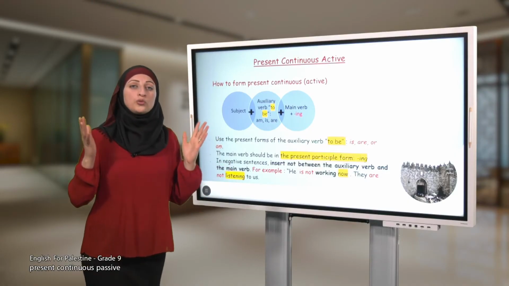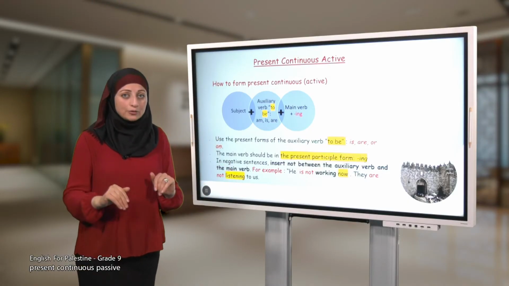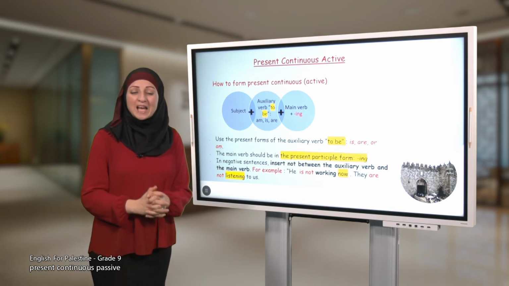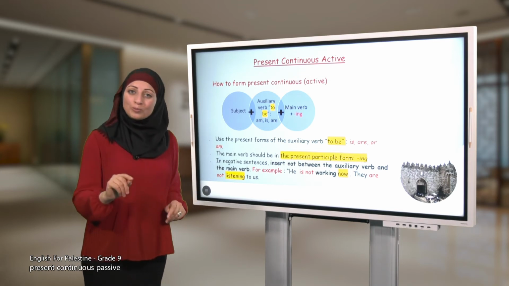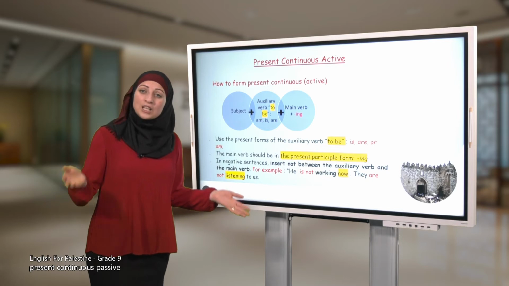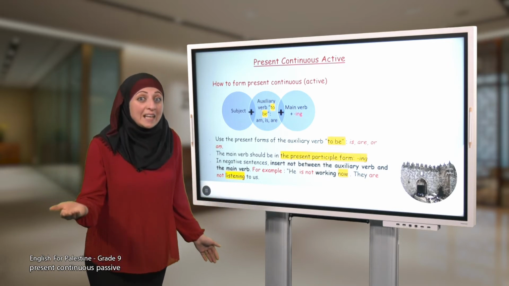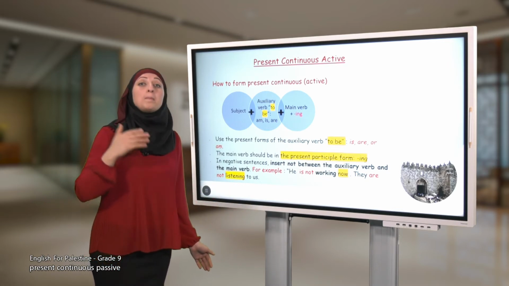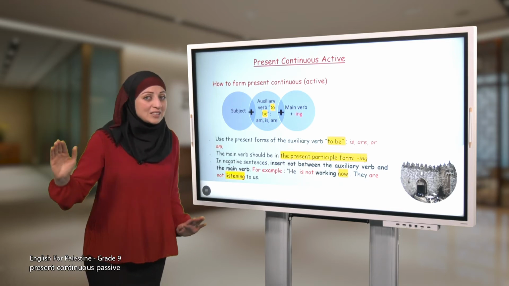Now, how to form present continuous active? To form present continuous active, we will follow this rule. We will start with the subject plus auxiliary verb to be, is, am, or are. Then we will add ing to the main verb. For example, she is running, they are playing football, etc.